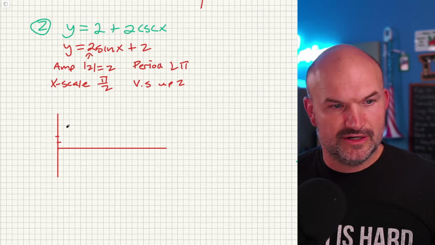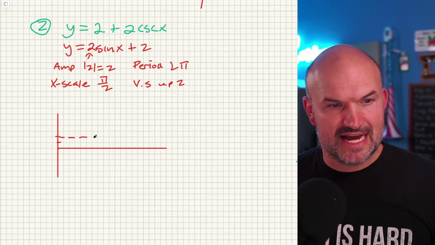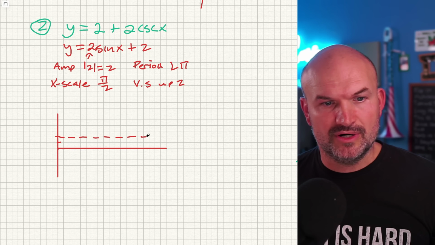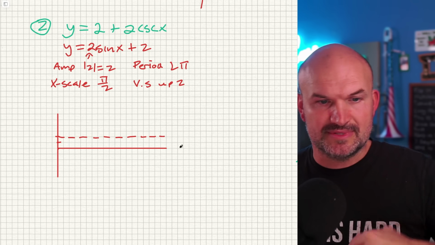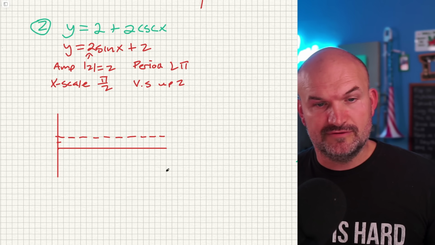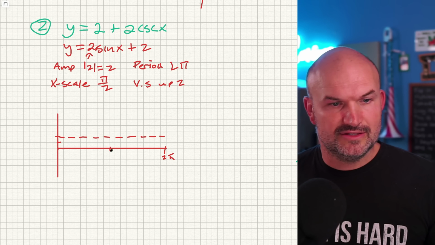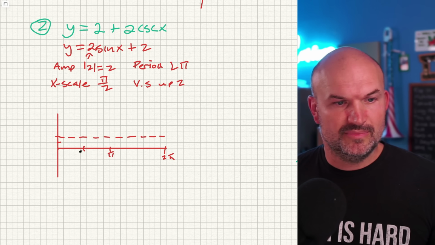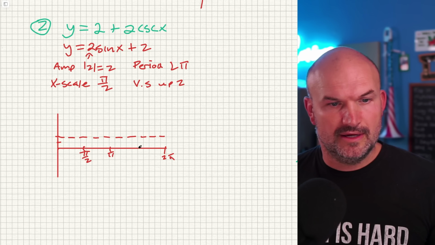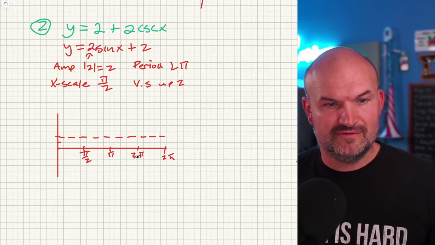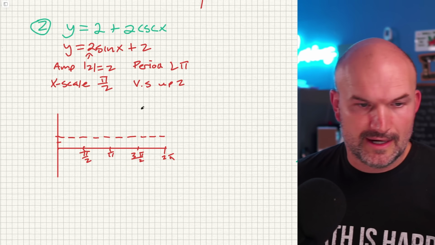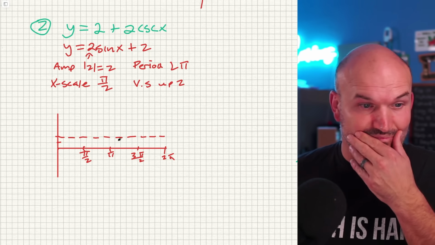So here's 2. I'm going to draw a nice little dashed line. That's going to help me remember where the graph is going to intercept. Now I do have an x scale of 2 pi. So here is 2 pi. Half of that is going to be pi. This will be pi halves, and this will be 3 pi halves. Something very familiar with the parent graph that we have.